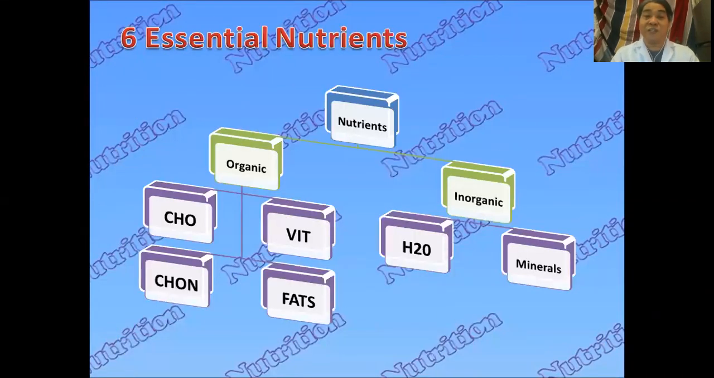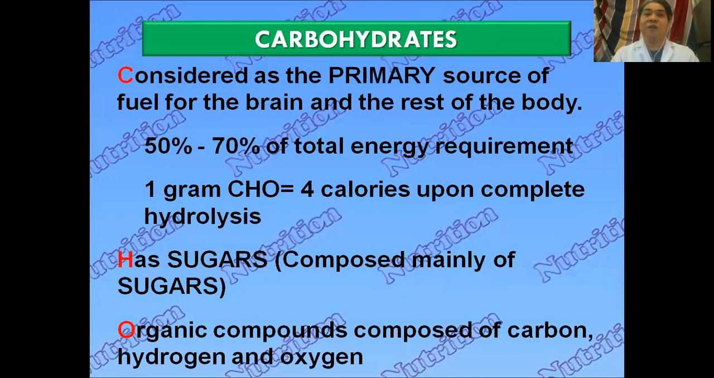We have six essential nutrients. Again, how many? Six essential nutrients. And these nutrients are divided into two forms, organic and inorganic. And when we say organic, it has carbon. From organic, we have carbohydrates, protein, vitamins, and fats. From inorganic, we have water and minerals.